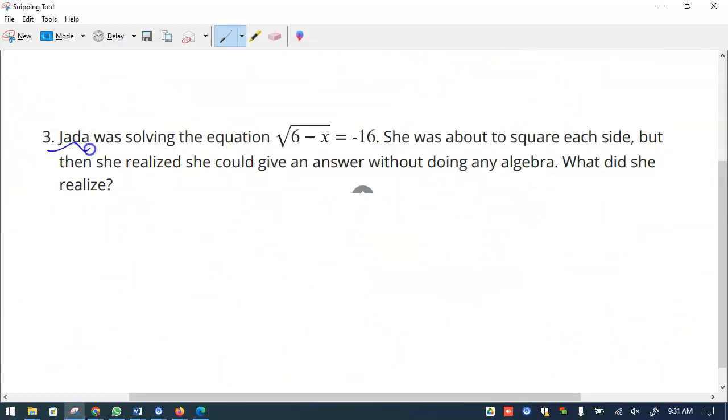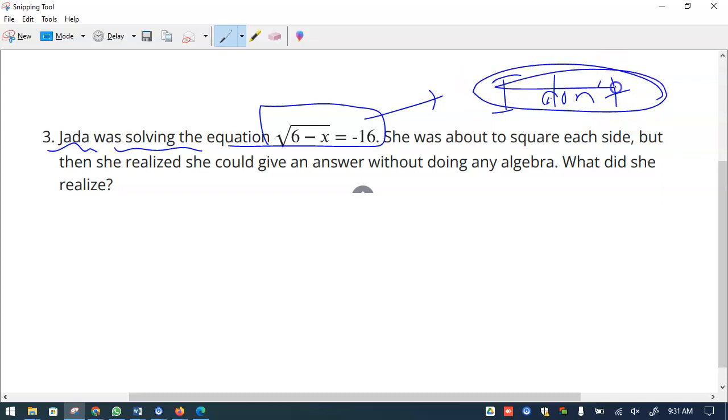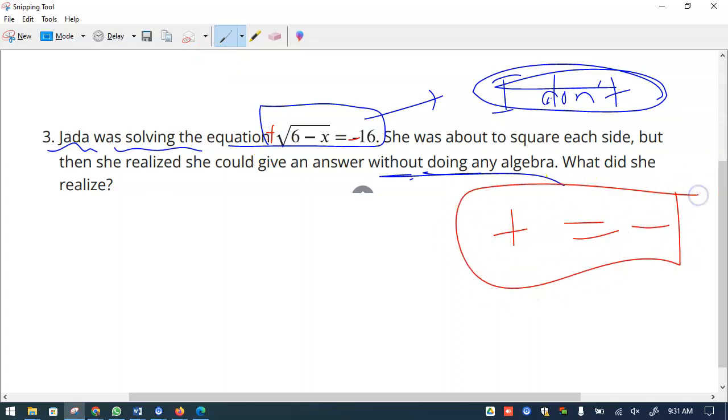So Jada sees that by just looking at this equation, Jada is saying, no, I don't want to solve this. She's saying, I don't want to do algebra. She's saying, I can just do it without algebra. So why did she think that? That means on the left side she saw plus, on the right side she had minus. How can you have plus on the left and minus on the right? So that itself is wrong to say. So by just knowing this, you know there is no solution for this.